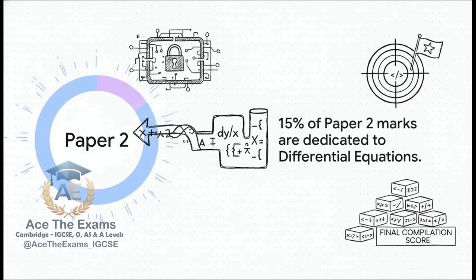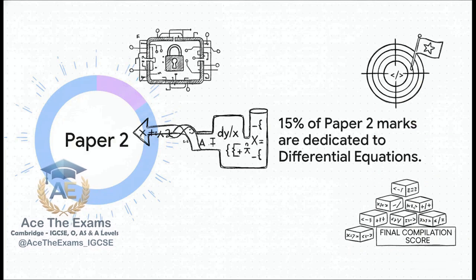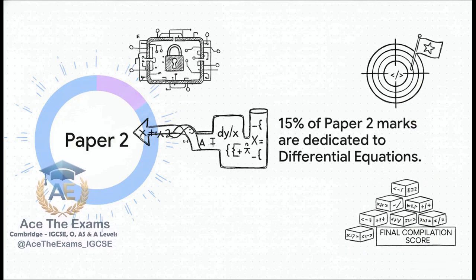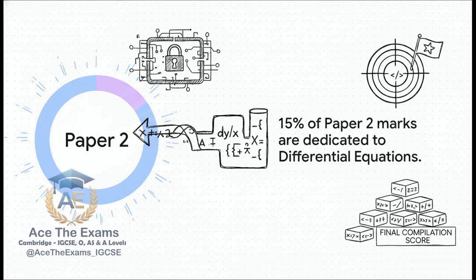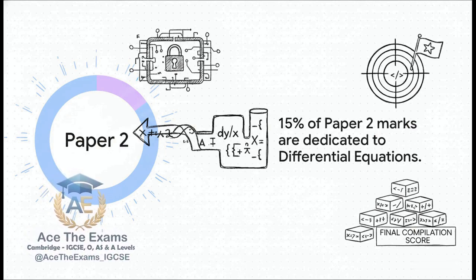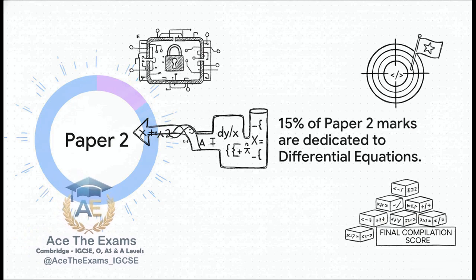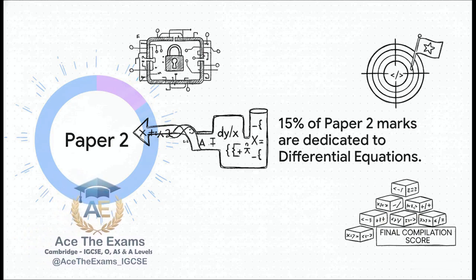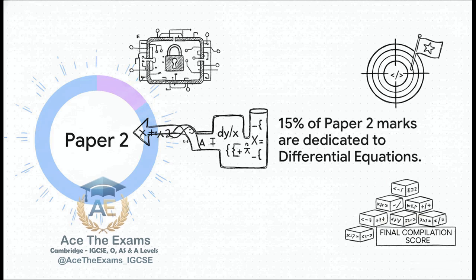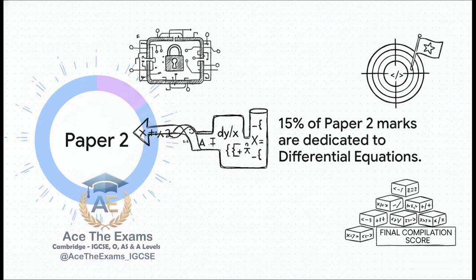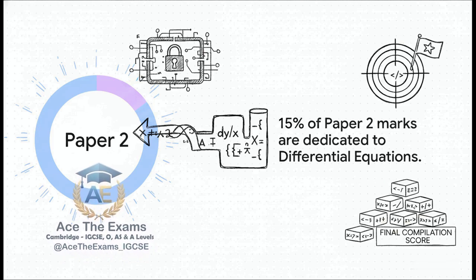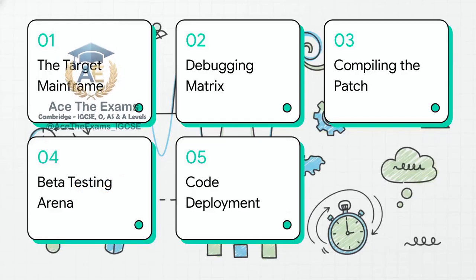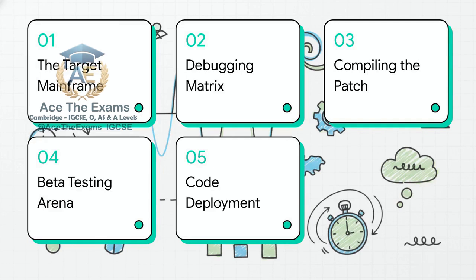So you might be wondering, why are we targeting this specific mainframe right now? Well, it's because formulating differential equations from rates of change accounts for roughly 15% of your total marks in Paper 2. Think about that. That is a massive data packet. It makes this topic a super high-stakes target for any serious exam coder. If you can master the syntax here, you are literally securing a huge percentage of your final compilation score right out of the gate.